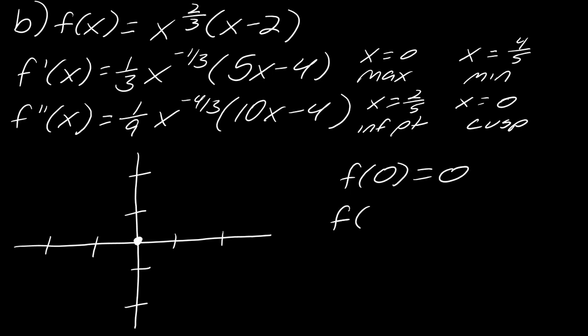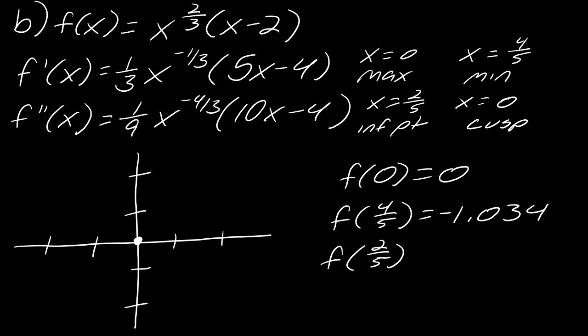And then f of 4/5, this is going to give me negative 1.034. And then f of 2/5, this will equal negative 0.869, rounding. So let's see, 4/5, that would be somewhere around here, negative 1.034. So I'm just kind of making an estimate. And then 2/5, so we're going to be somewhere around here.